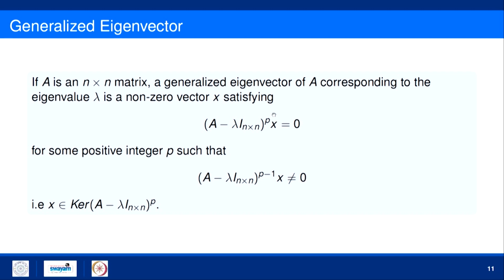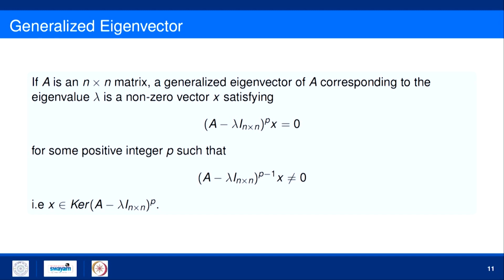It means x is a vector in the null space of (A minus lambda I) raised to power p. What is an eigenvector? An eigenvector is a vector in the null space of A minus lambda I, whereas a generalized eigenvector is a vector which is in the null space of (A minus lambda I) raised to power p, such that it is not a vector in the null space of (A minus lambda I) raised to power p minus 1, and so on. So, this is the definition of a generalized eigenvector. Now, why do we need a generalized eigenvector?